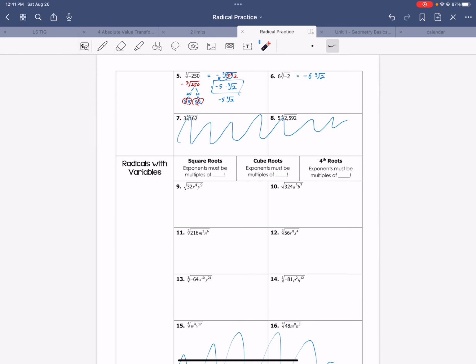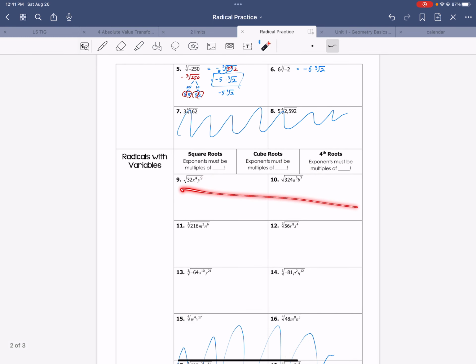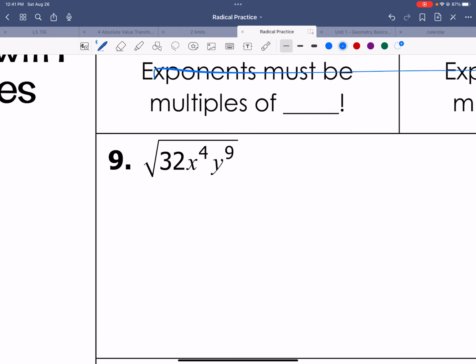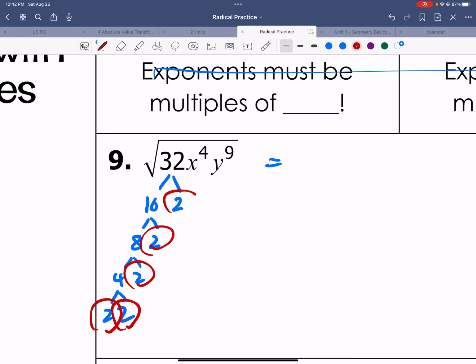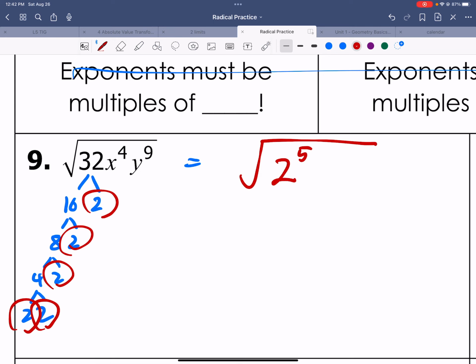All right, so we have some problems like this with exponents. This one, let's cross it out. So let's look at it. Before I take out x and y, let's simplify 32. If I divide by 2, it's 16 and 2. 16 is going to be 8 and 2, then 4 and 2, then 2 and 2. Whoa. So how many 2s do I have? 1, 2, 3, 4, 5. So instead of the square root, I have 2 to the 5th power, x to the 4th power, y to the 9th power.